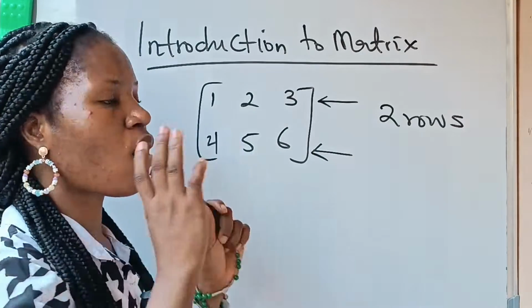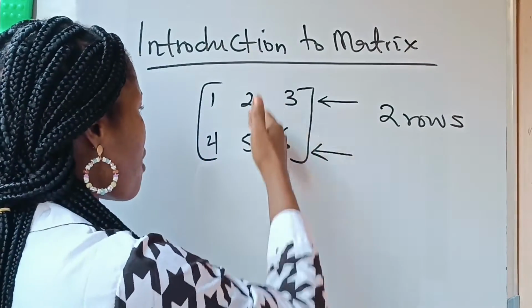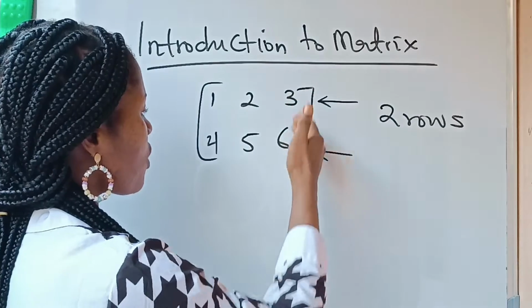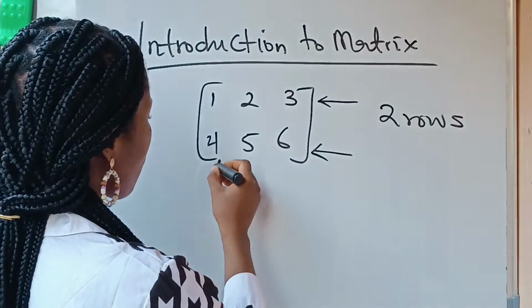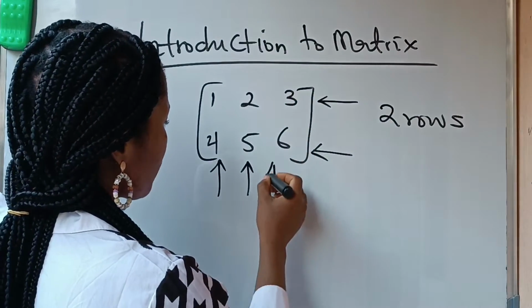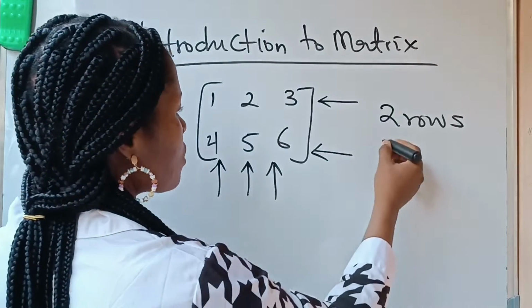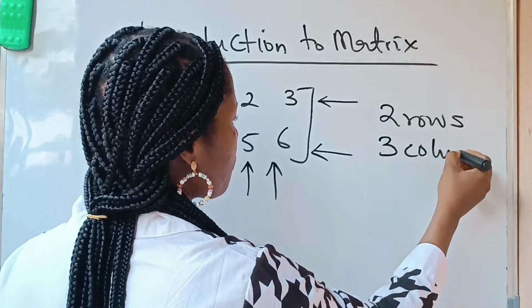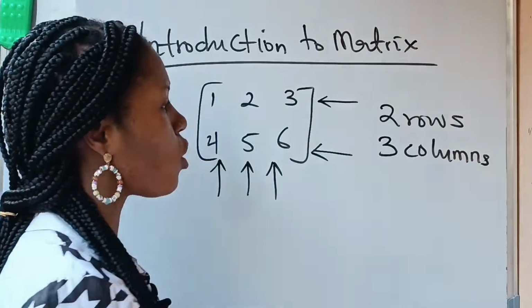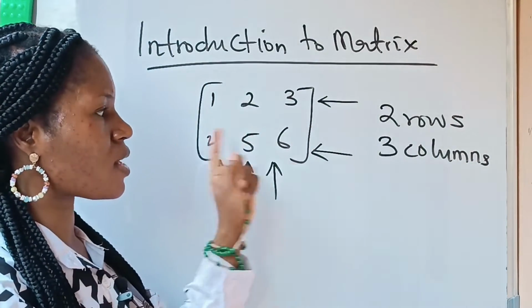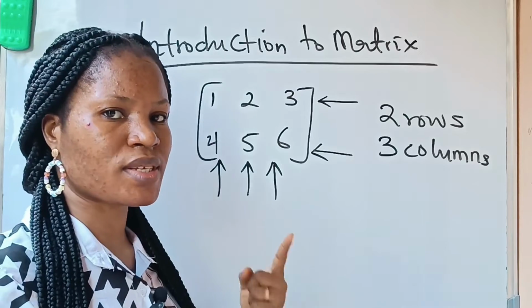Now columns are the vertical arrangements. You notice that we have 1, 2, and 3, which means we have 3 columns. So now I believe we know what the rows of a matrix and the columns of a matrix are.